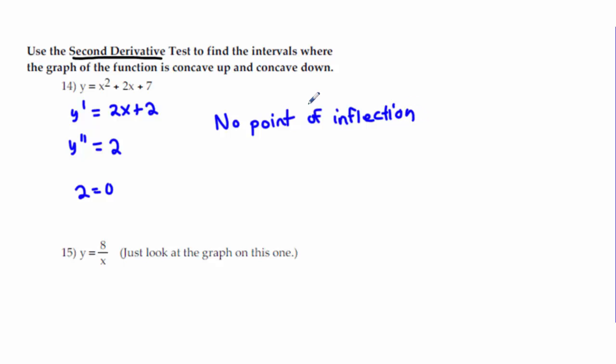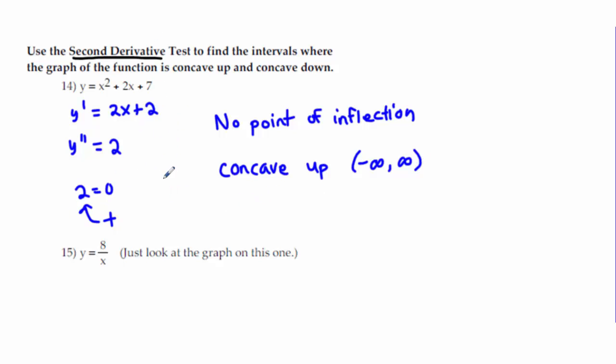Because I don't get an answer. X can't equal anything if I just have 2 equals 0. There's no point of inflection, which means it's either concave up or concave down the whole time. The way I can tell is, is this positive or negative? It's positive, and so that makes it concave up from negative infinity to positive infinity.